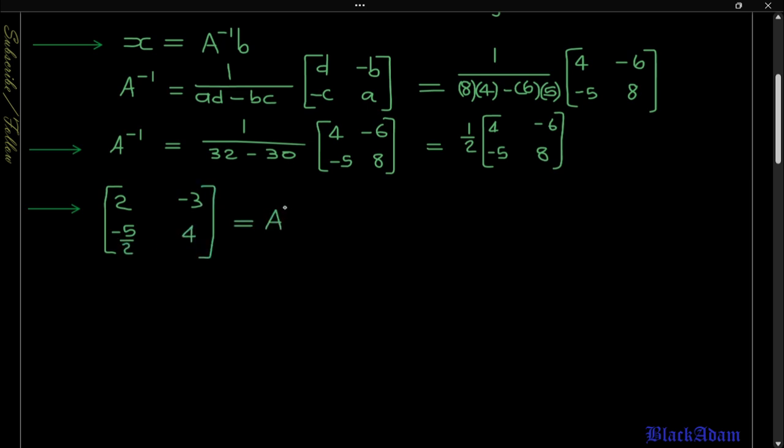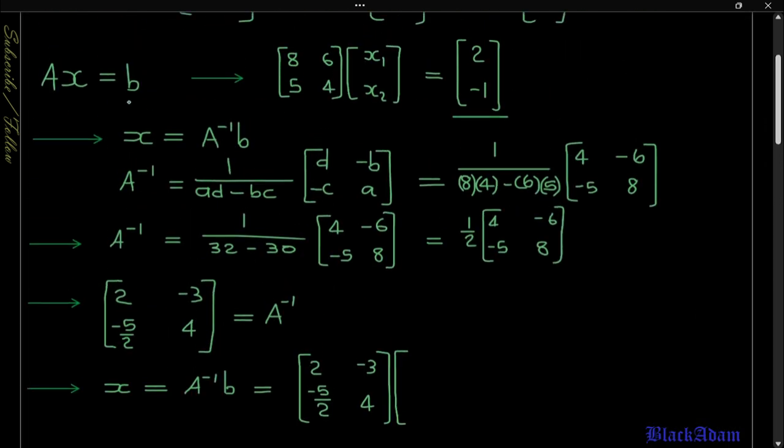And then we move on to the A inverse, that's our answer. And now we have to find x. So x is the inverse of A multiplied by b. So the inverse of A is 2, -5 over 2, -3, 4. That's our matrix, and our constant is, let's recap, 2 and -1. So that's 2 there and -1.